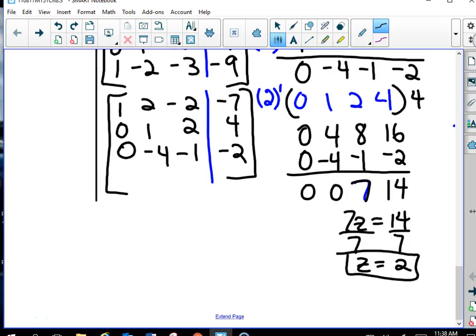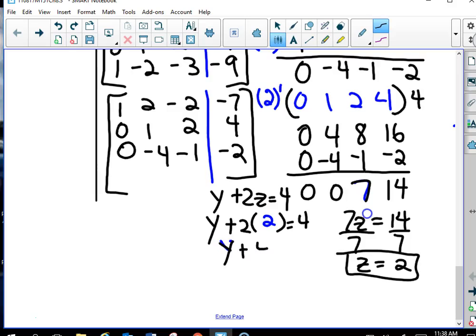Now I'm going to move back to row 2 and back substitute. So I have a 0, which is 0x. I have 1y plus 2z equals 4. Now I'm going to solve for y. And it looks like when I multiply, I'm going to get y plus 4 equals 4. I subtract 4 from both sides, I get y equals 0.